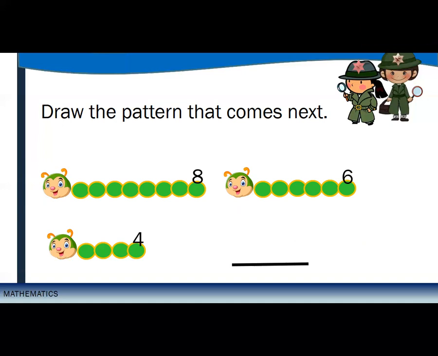Now, continuing this pattern, can you tell me how many ovals will be on the last caterpillar? Awesome, boys and girls. If you said we are subtracting 2 ovals from the previous pattern to get the next pattern, that is brilliant. And so using this rule, we will have 2 ovals on the last caterpillar.